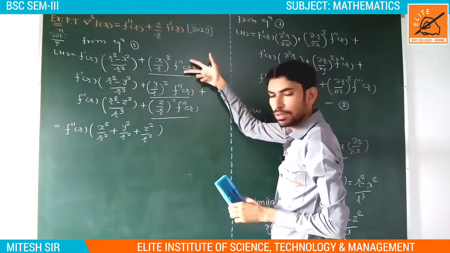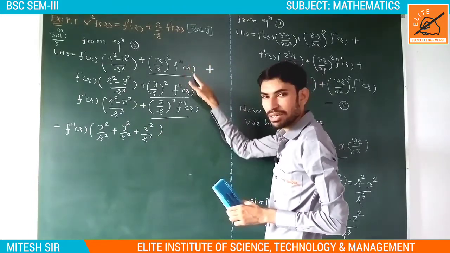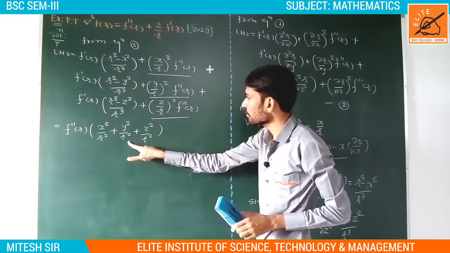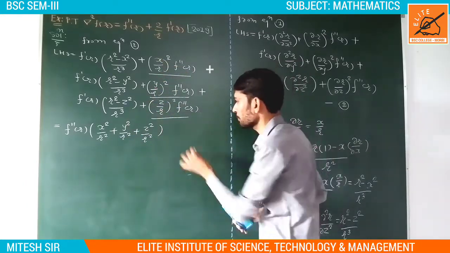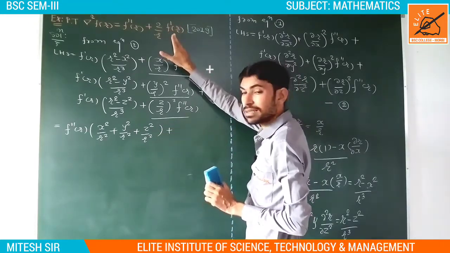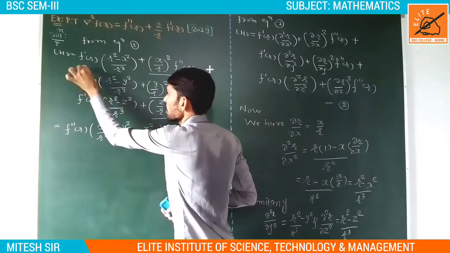મિત્રો આ ત્રણ ટર્મ્સમાંથી આપણે f double dash r કોમન લીધા છે તો વધશે અહીંથી x square upon r square plus y square upon r square plus z square upon r square. Now we want the f dash r. So now take f dash r common in this remaining three terms.